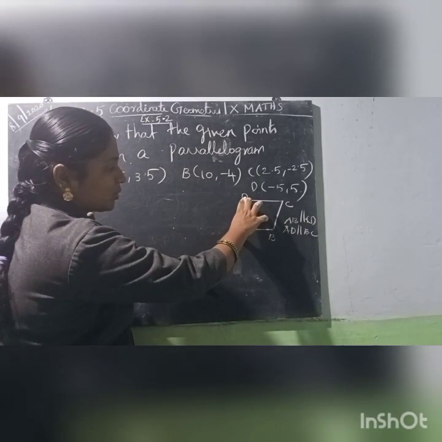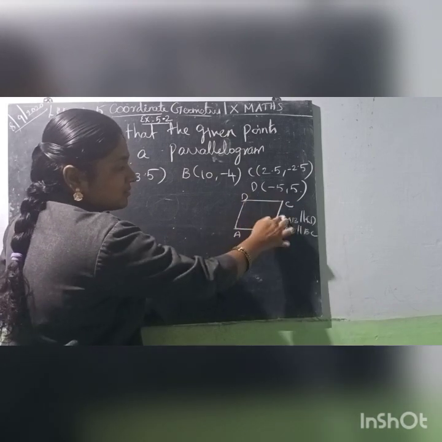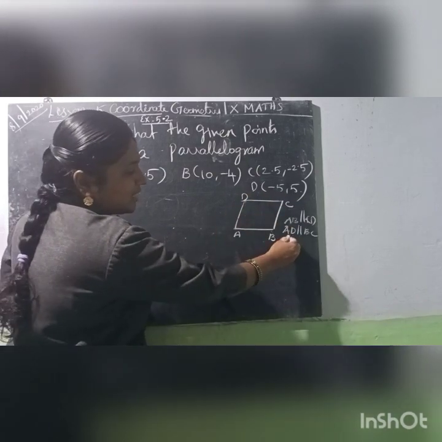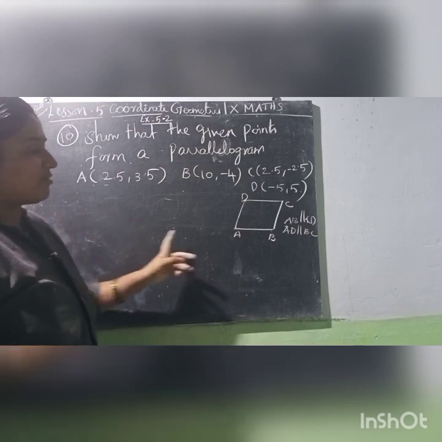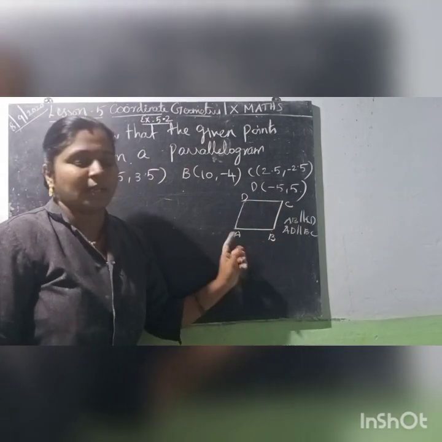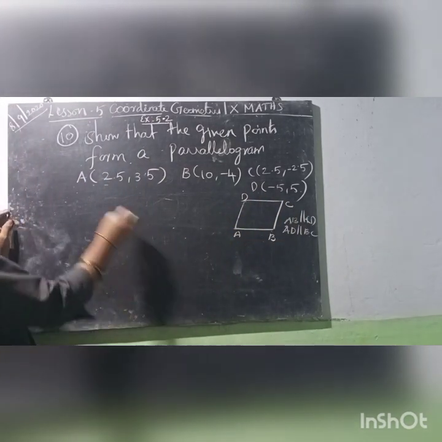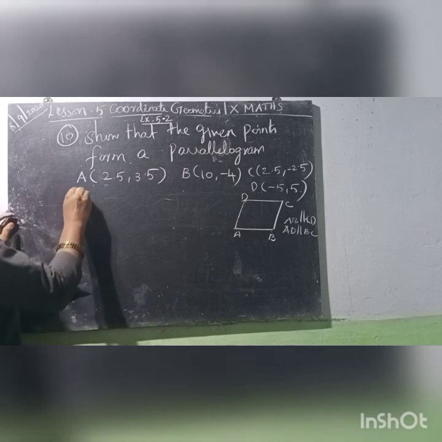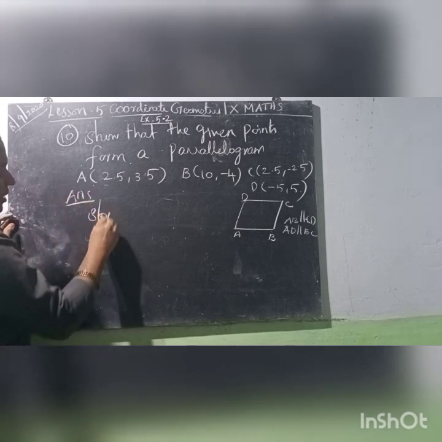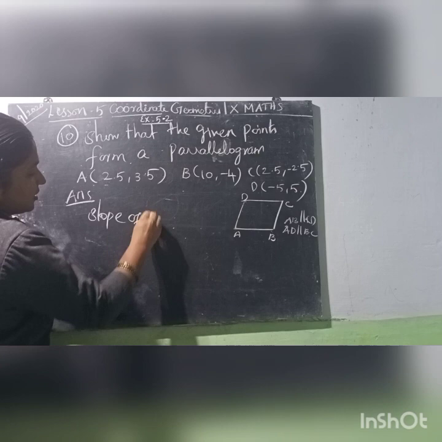Then we have to find the slope of AD and BC. If we get the same value, we can say AD is parallel to BC. Then finally we can say ABCD forms a parallelogram. We will find out one by one. First, slope of AB.